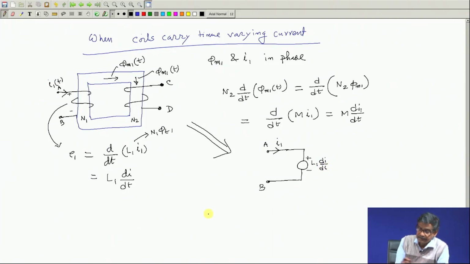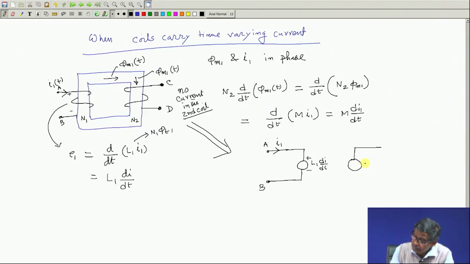The story is this: the second coil is not carrying any current. Mind you, there is no current in the second coil. Under that condition, this is what I am seeing. In the second coil also there will be an induced voltage M dI1/dt. These 2 terminals will be C D. If I1 is time varying, then the voltage available across C D must also be time varying. With respect to time, it will change.